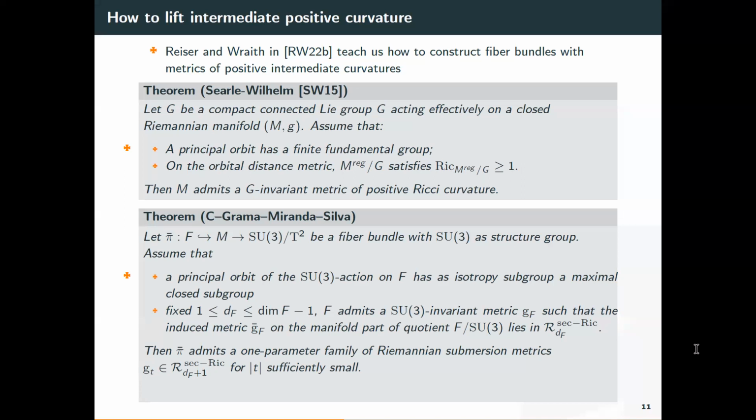Why did we assume this? Because we have a classification. We know a classification of the possible subgroups. And then we fix d_F to be varying from 1 to the dimension of the fiber minus 1. And we assume that F admits an SU3 invariant metric with this rich d_F curvature.